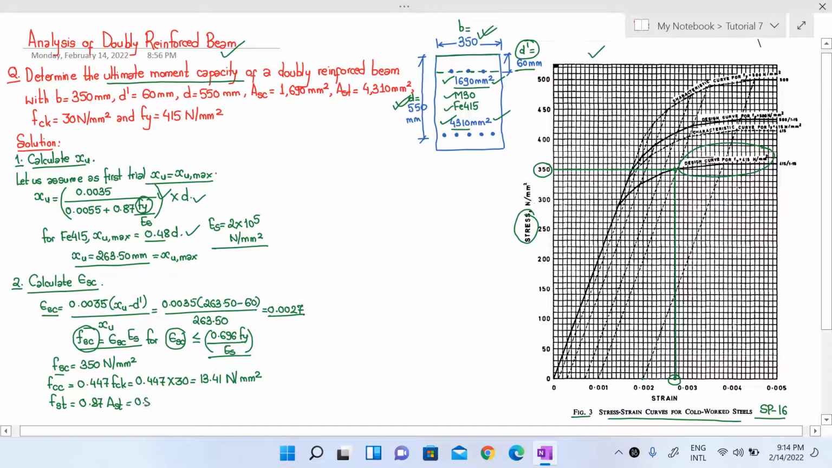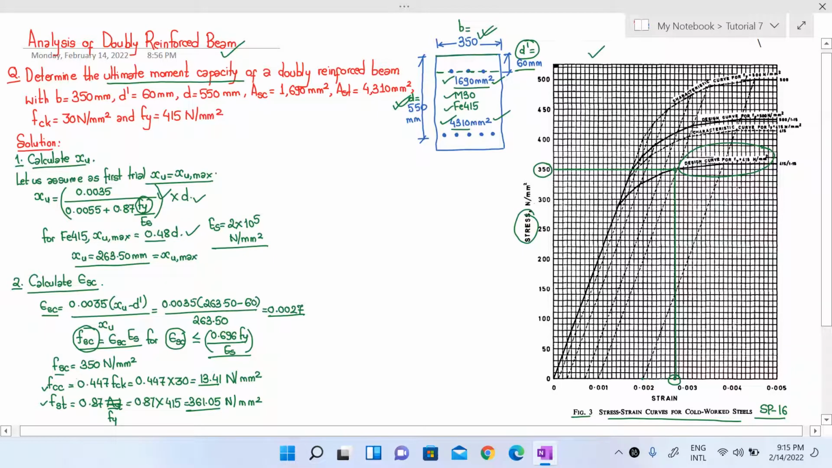So this is 0.87 FY, not AST. 0.87 into 415 comes out to be 361.05 Newton per mm square. Now if you compare these two values, FCC and FST, you can see that the value of FCC is very small as compared to the value of FST. We discussed this comparison of their magnitudes during our classes also.